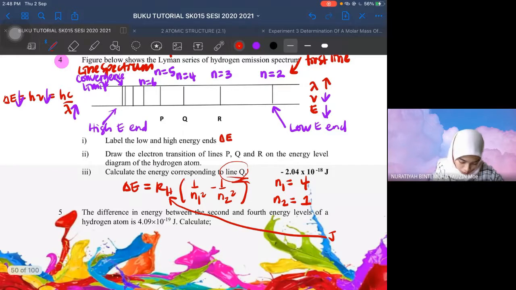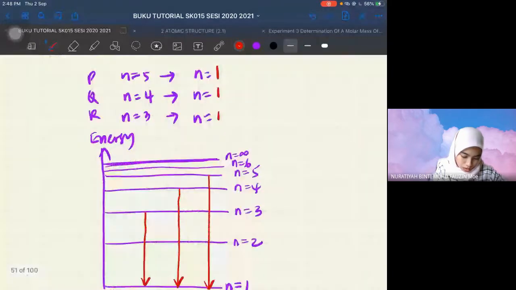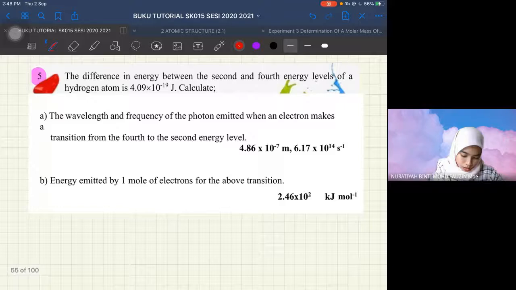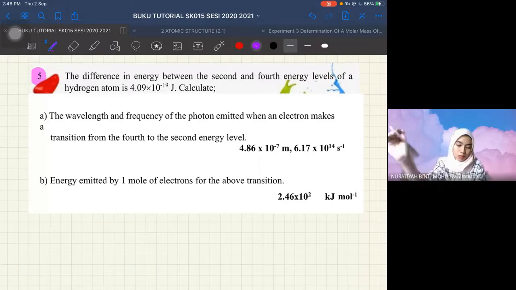Okay. So number 5, okay tak? The difference in energy between second and fourth energy levels of hydrogen atom is blah blah blah. Calculate. Boleh. 5. Ini boleh? Ada tak orang yang tak boleh buat? Ada yang ada masalah tak dapat jawapan? Tiada. Tak ada? Tak ada.